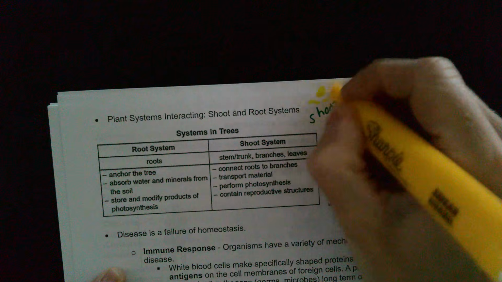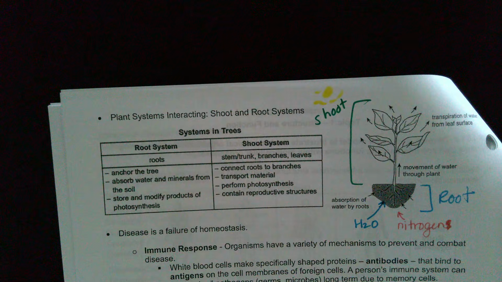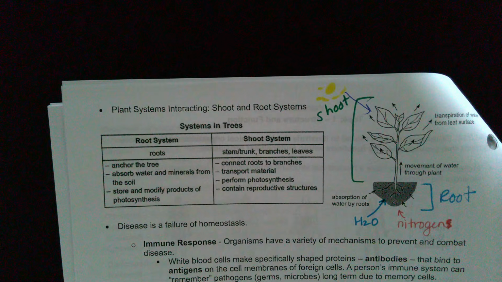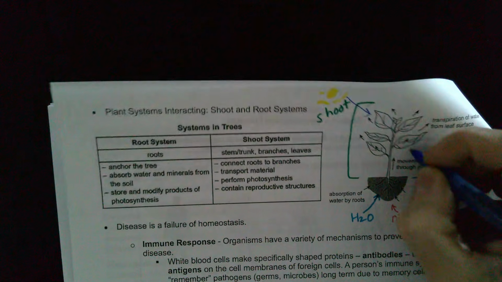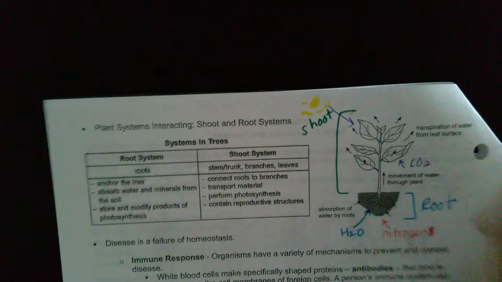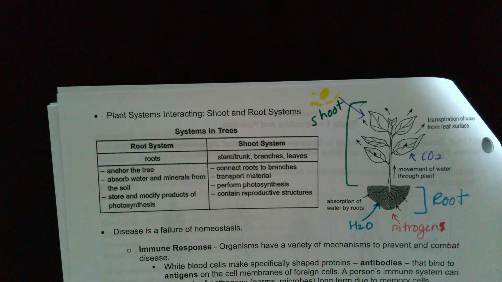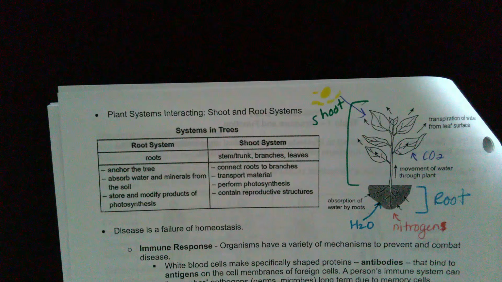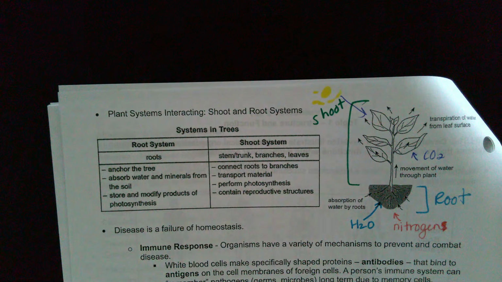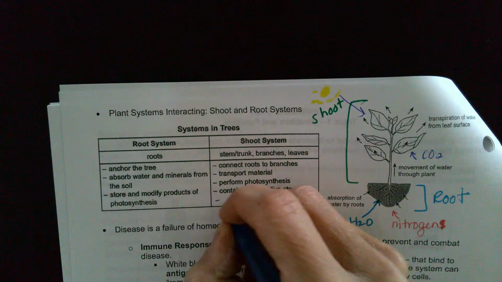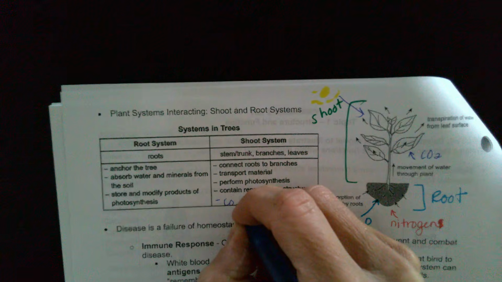And if I'm thinking about my shoot system, I got the sun, sunlight, the leaves take in the sunlight. The other thing that we have is carbon dioxide enters from the underside of the leaf. One thing I do not have in this packet that we're going to want to add is that the shoot system contains guard cells. Oh, I have that down below.